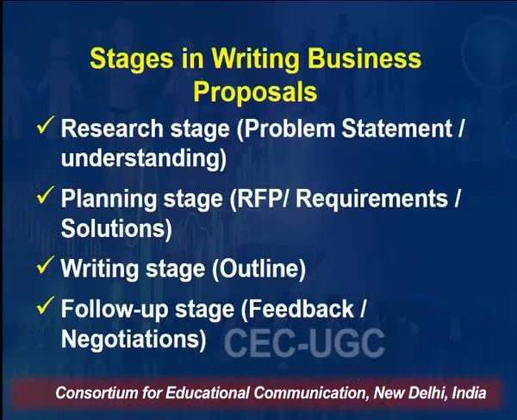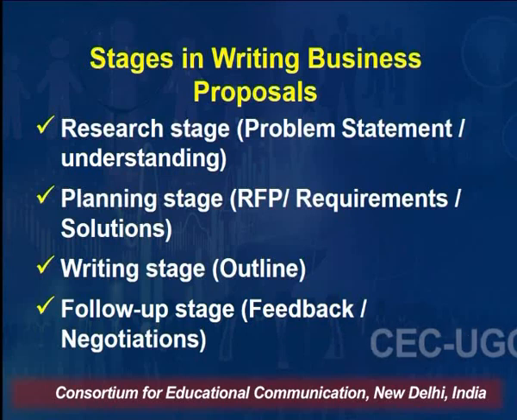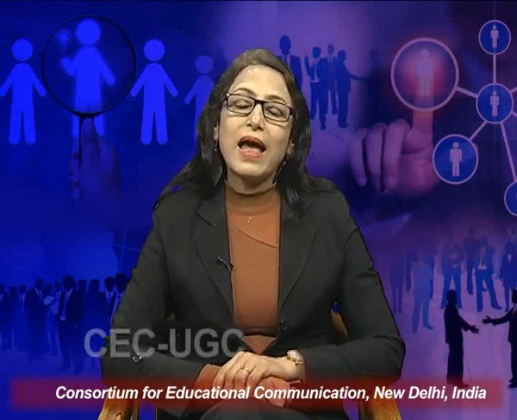Then third is the writing stage. Now here you actually write, by following the outline I discussed a few minutes ago. So if you remember, I discussed the outline of writing a business proposal. So in the writing stage, we are actually following that outline, from the title page to the table of contents to the executive summary, etc. So here we are actually drafting the proposal.